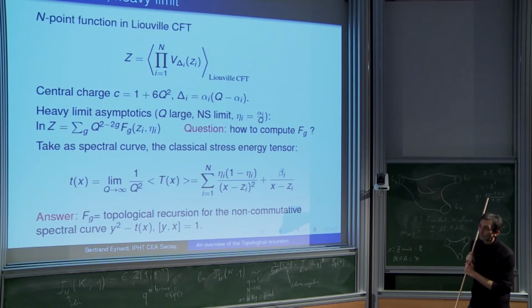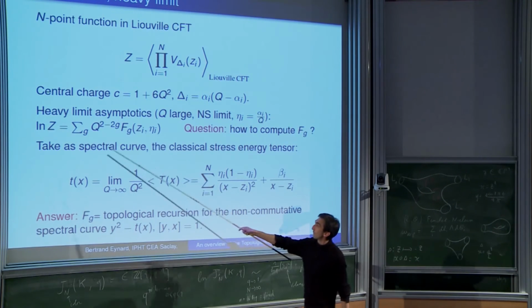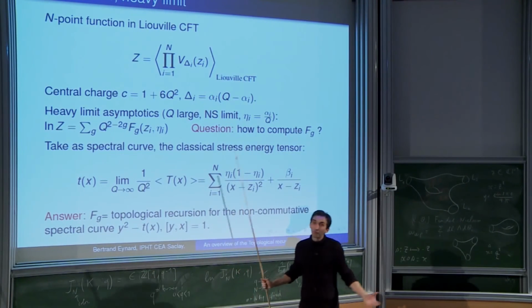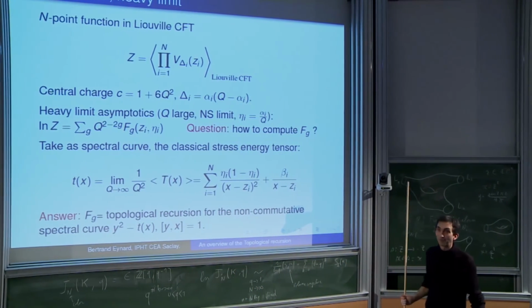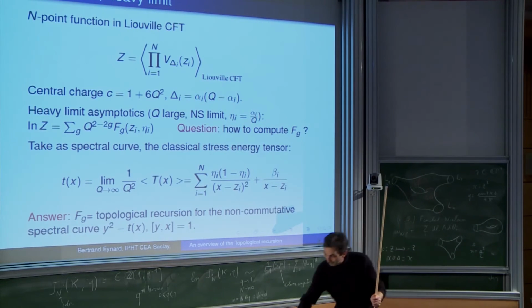So the stress energy tensor gives the spectral curve. Once you know the classical limit of the stress energy tensor, you get a spectral curve, and if you apply the topological recursion to it, you should get the F_g's corresponding to that large Q expansion. So this is again a conjecture, but we have good reasons to believe it's correct.